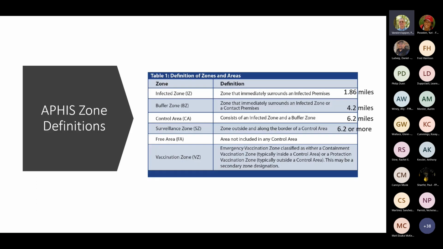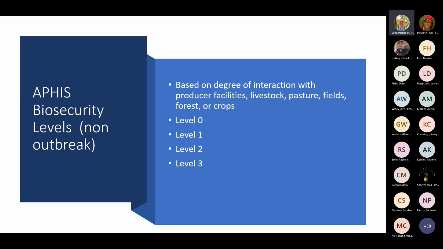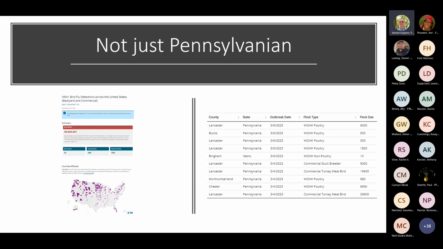And I want to say one other thing about APHIS biosecurity. They do have different levels of control, and we're not going to go into those today. They have level 0, which is basically doing nothing, then levels 1, 2, and 3. And we'll talk about the normal NRCS biosecurity system, which is a level 1. Not going to get into that detail.